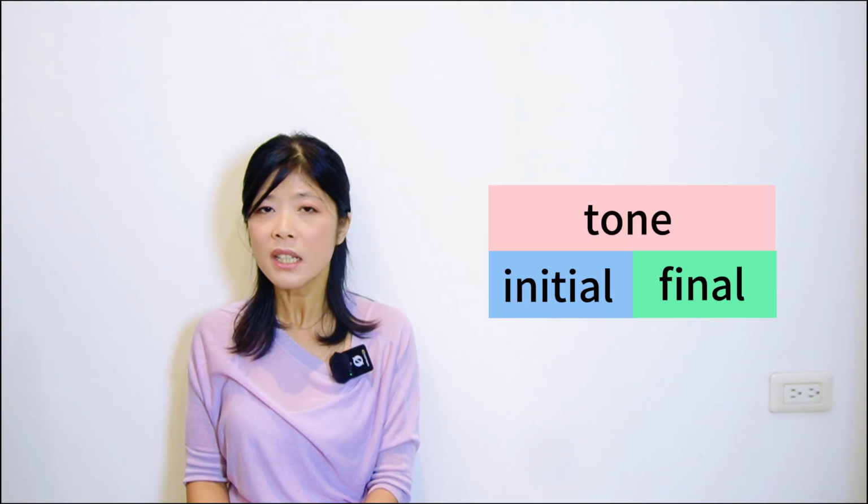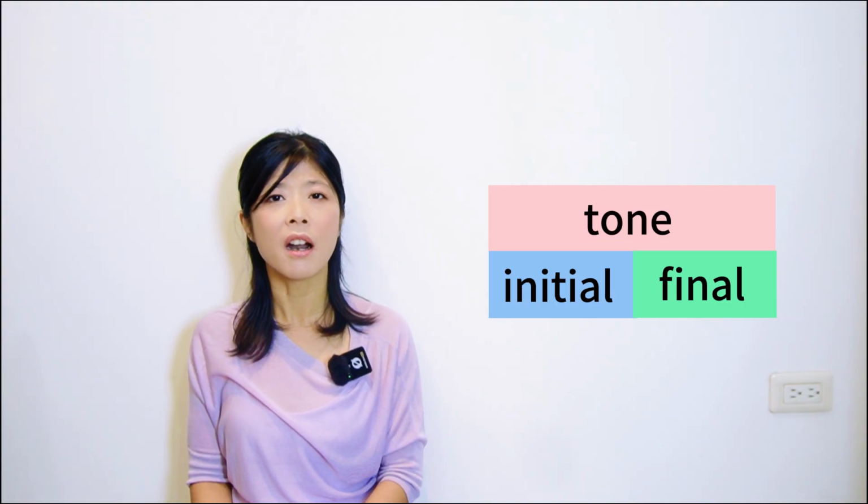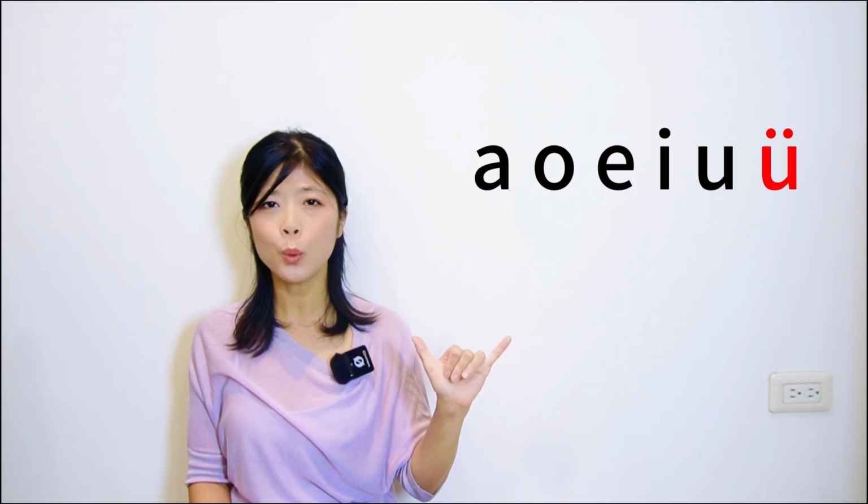So there are 6 simple vowels. They are a, o, e, i, u, ü. We'll start with the vowel a. A is like when you go see a dentist. The dentist wants you to open your mouth wide, relax your tongue and jaw, and say a. So when you say a, you can see you open your mouth bigger and keep your tongue really low.